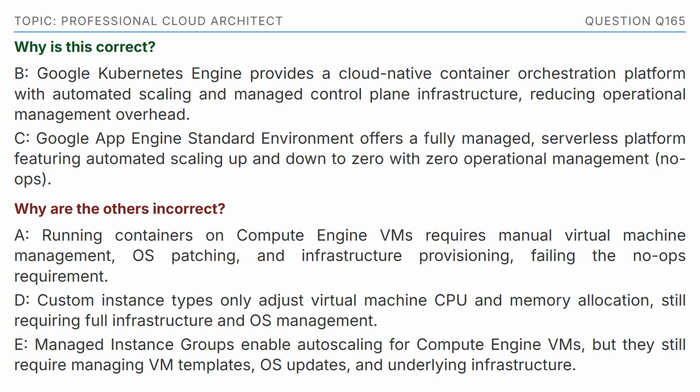Why are the others incorrect? A. Running containers on Compute Engine VMs requires manual virtual machine management, OS patching, and infrastructure provisioning, failing the NoOps requirement. D. Custom instance types only adjust virtual machine CPU and memory allocation, still requiring full infrastructure and OS management. E. Managed instance groups enable autoscaling for Compute Engine VMs, but they still require managing VM templates, OS updates, and underlying infrastructure.